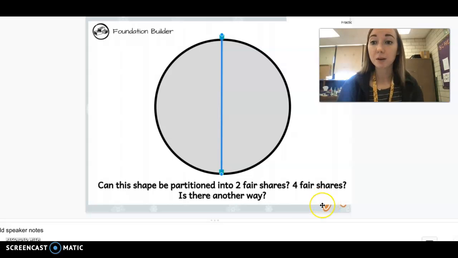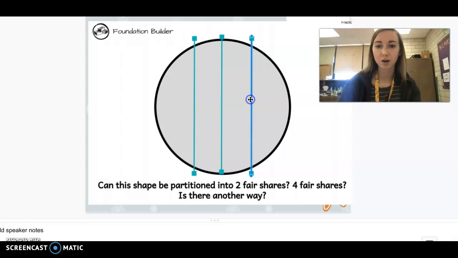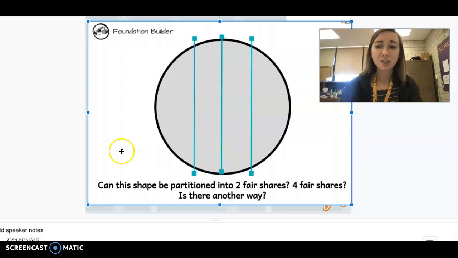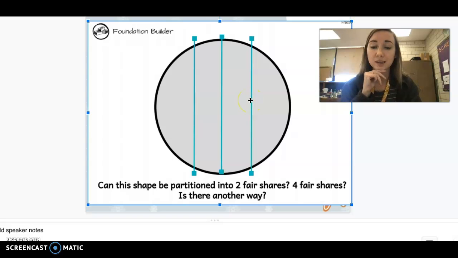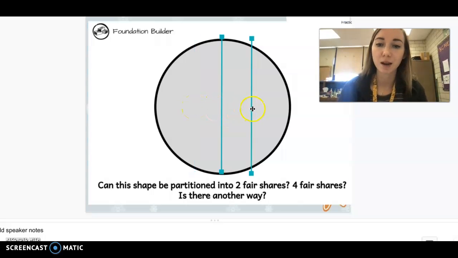Now we want to know, can we make 4 fair shares? Let's see. So I'm going to add 3 lines, which creates 4 different parts. And let's look. Well, on the last shape, I could do 4 vertical lines, and that gave me 4 equal parts. But do I have 4 equal parts now doing the same thing on the circle? I don't, because these parts are not the same size as these parts right here. So these are not equal parts. So we need to figure out a different way to create those 4 fair shares. What do you guys think we could do?